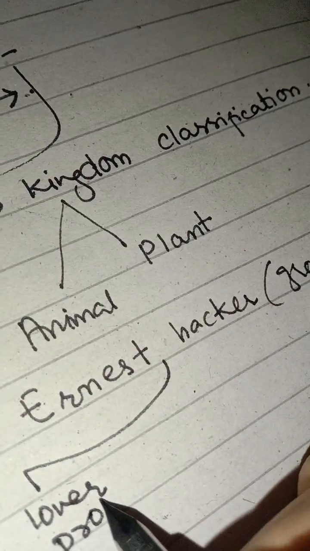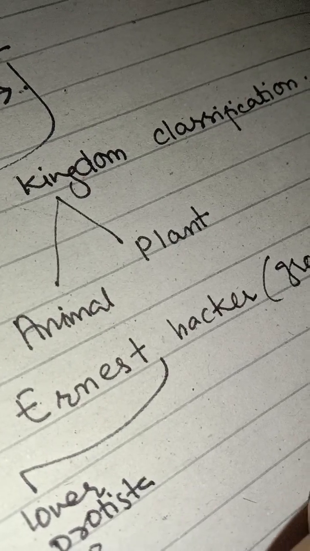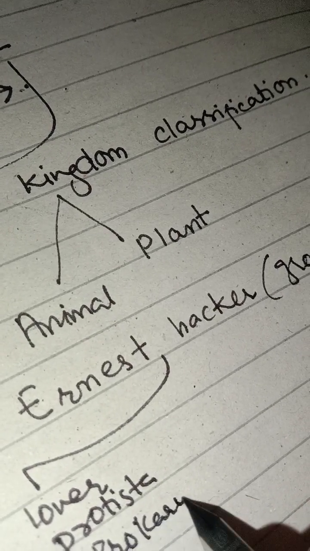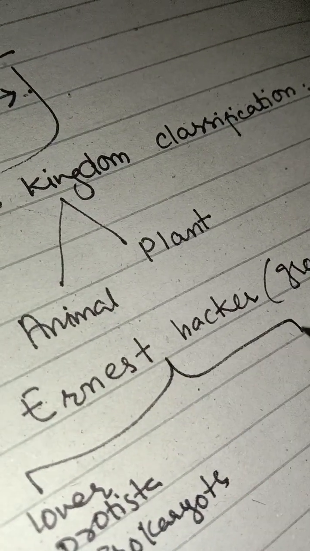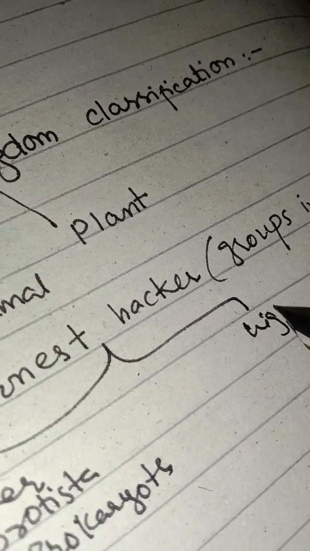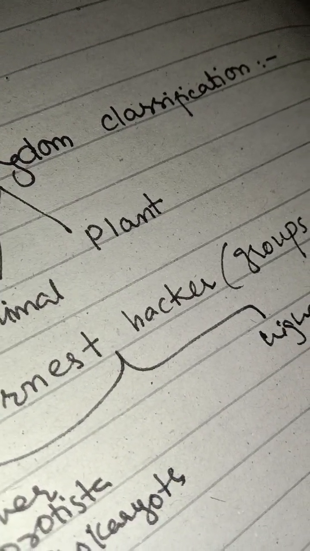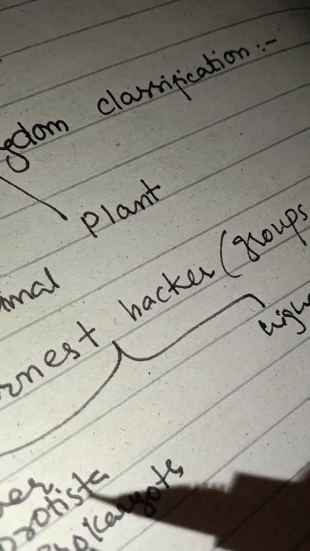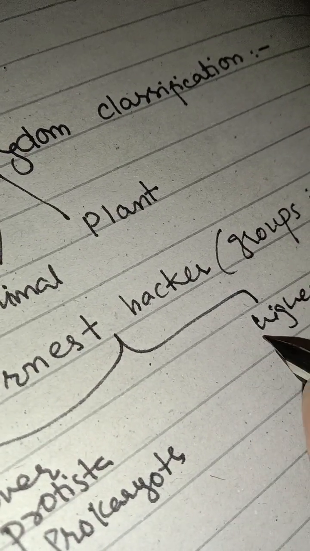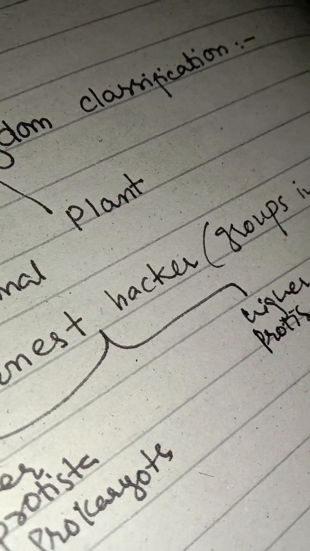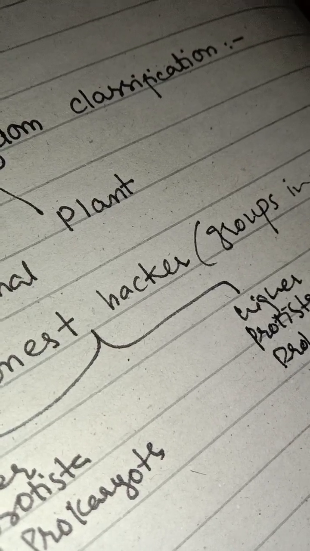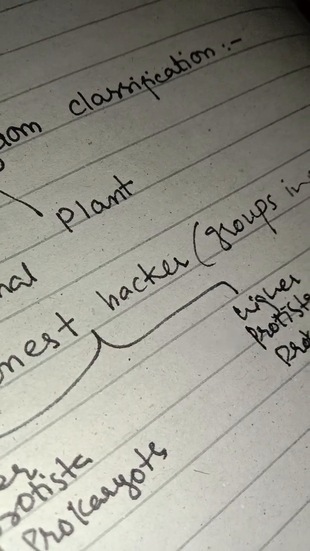Then he made two groups over here. The first one is lower Protista, the prokaryotes, and the second one is higher Protista. The kingdom Protista is divided into two parts: lower Protista, prokaryotes, and the higher Protista, eukaryotes.